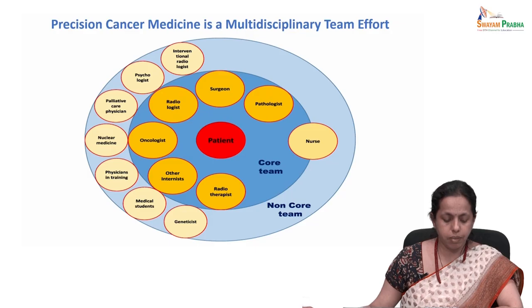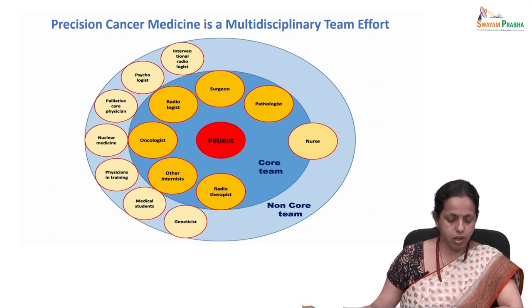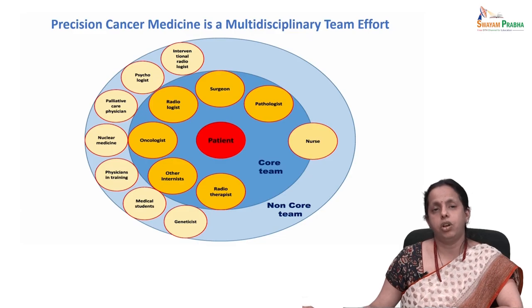So you have the core team and the non-core team, where the core team consists of your immediate surgeon, pathologist, then your oncologist, and the non-core is your geneticist, then your physicians, nuclear medicine, palliative care. And here, the importance of your molecular biology, your molecular biologist or your molecular scientist, is very well important.